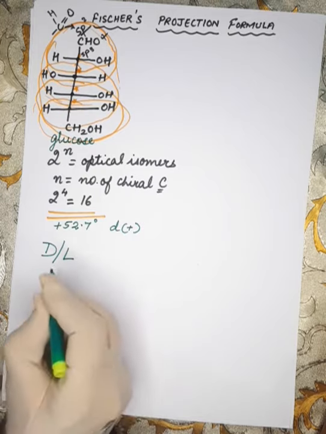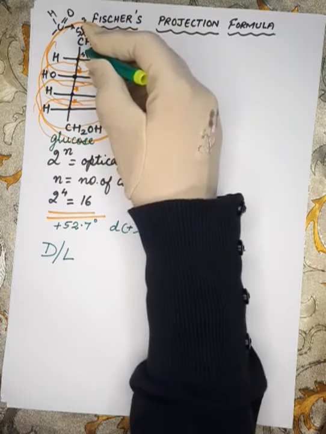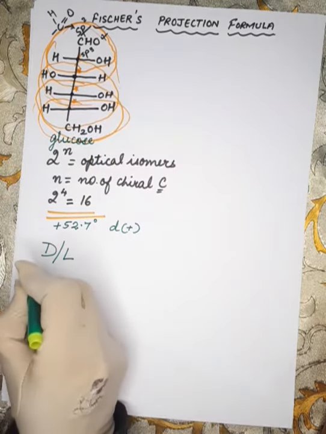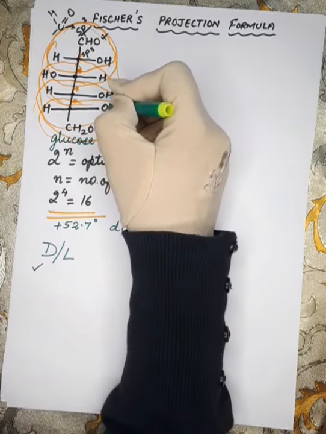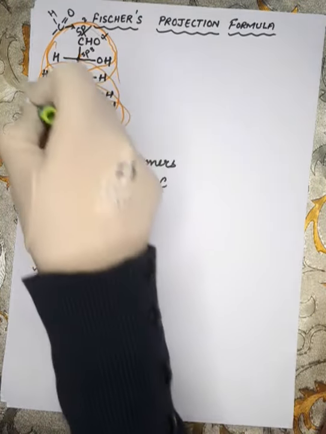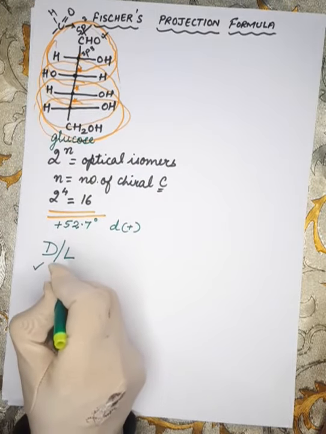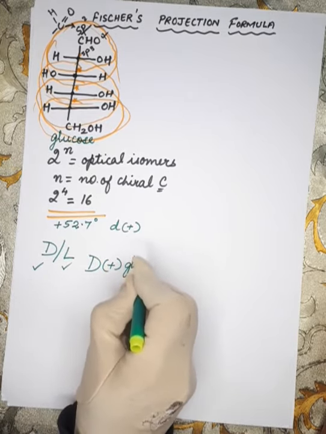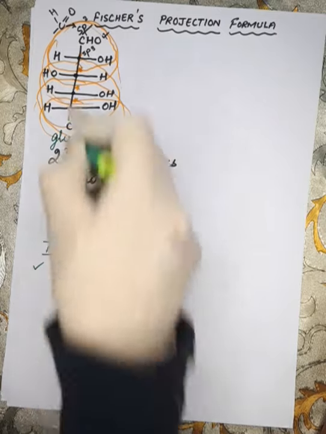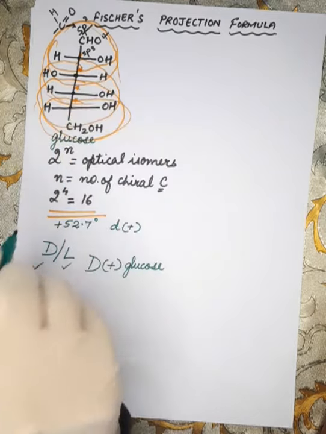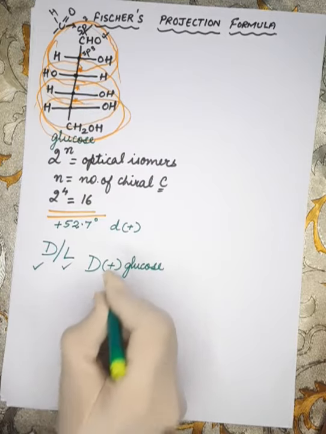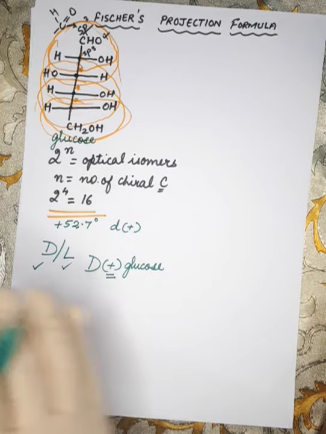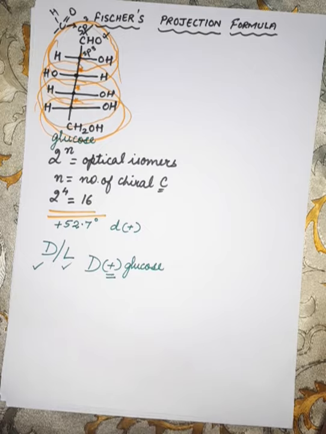Now we must understand the difference between the D and L configurations. For the D and L configurations, we must see the last chiral carbon atom. If it is having OH on the right side, then it is called the D configuration. But if the OH on the last chiral carbon, according to Fischer, is present on the left side, then it is called the L configuration. So here if we write D plus glucose, what does that mean? It means that it is having a D configuration because the OH on the last chiral carbon is present on the right side, and plus means it is dextrorotatory, and dextrorotatory means it is rotating the plane of plane polarized light to the right hand side.